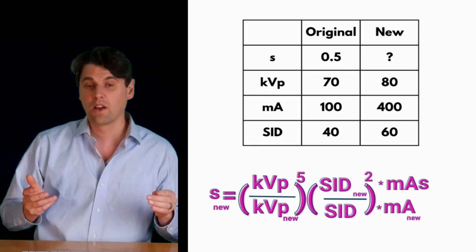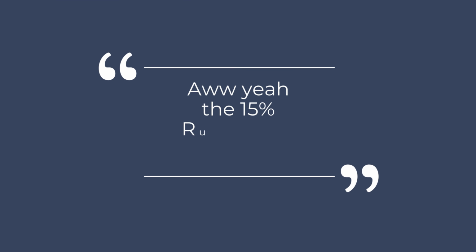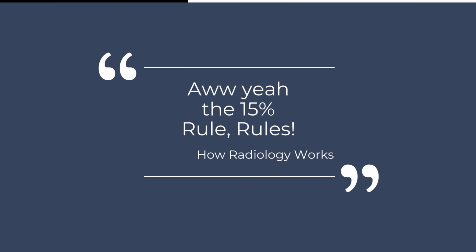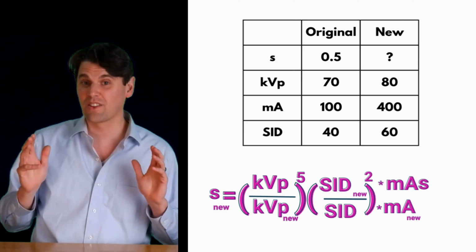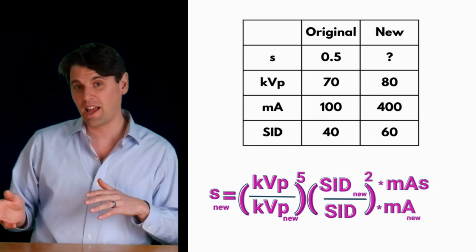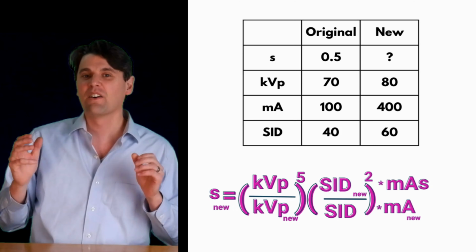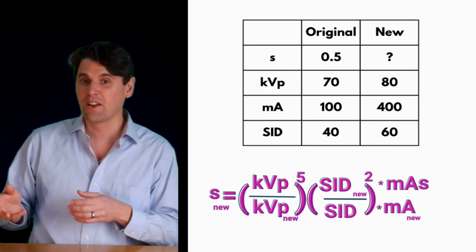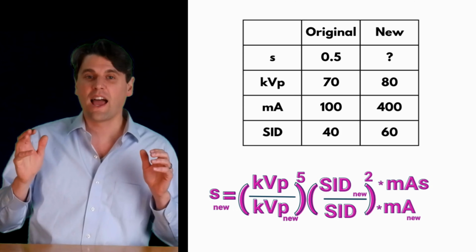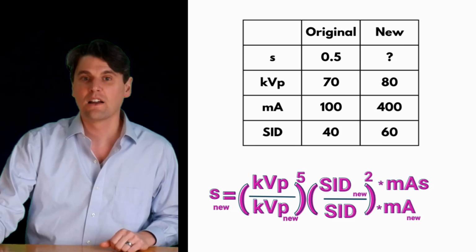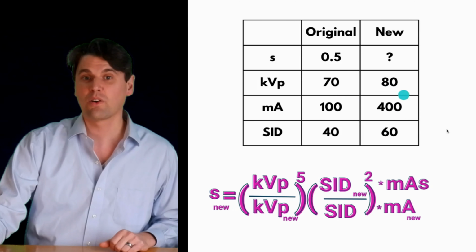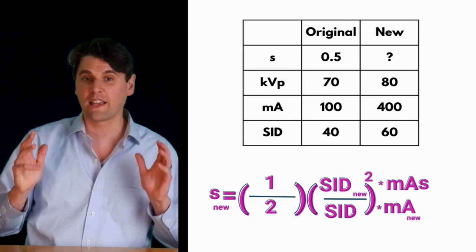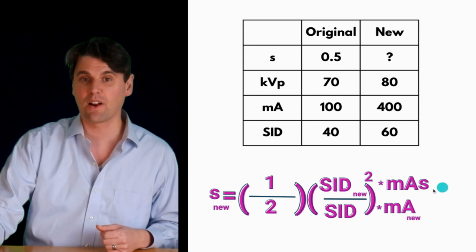For the kVp, again, we want to use that 15% rule. If we're going from 70 as our initial kVp, let's calculate what 15% of that would be. So 10% of 70 is 7, and then half of 7 is 3.5. If we add 3.5 to 7, we get 10.5. If we add 10.5 to 70, we get 80.5. And 80.5 is very close to 80. So we're going to approximate this as a 15% increase. So for the kVp factor, we have a factor of 1/2 right here.